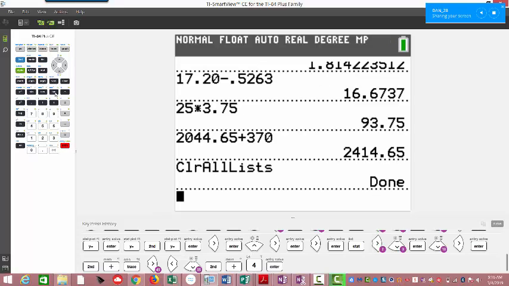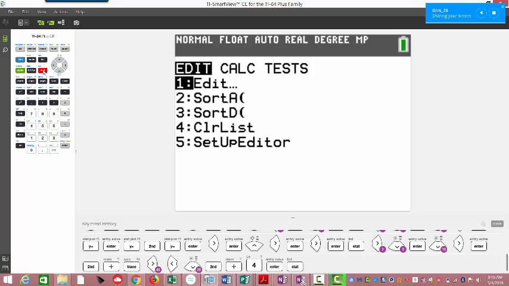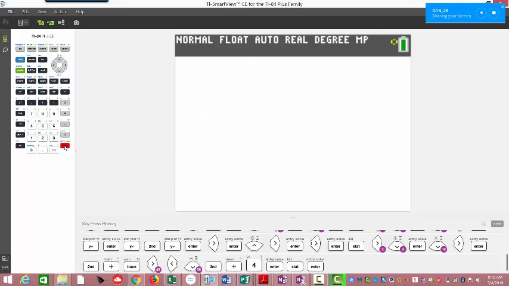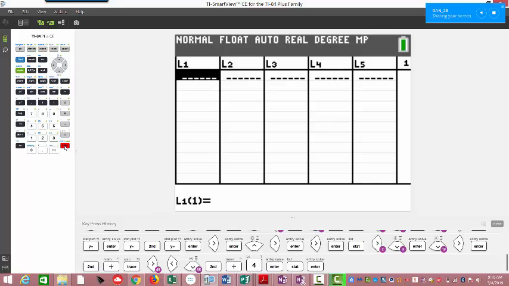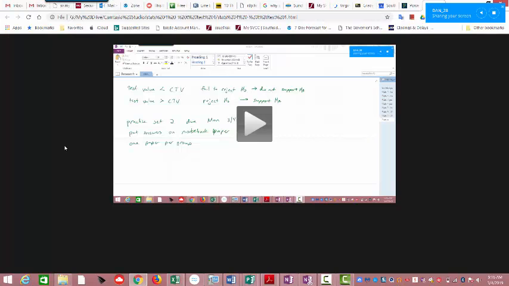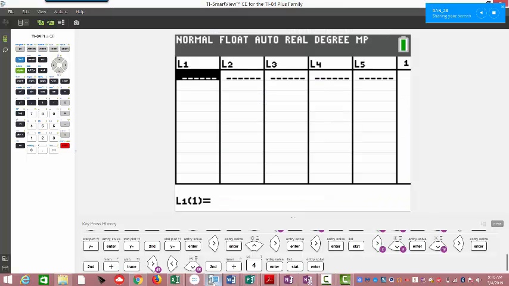Okay, number 4 asks you to enter data, and I copied and pasted the data there. Okay, so you would go into then stat and edit and enter your data. You have 4 servers to compare. So enter server 1 in list 1. Server 2 in list 2, server 3, obviously keep going. Okay?